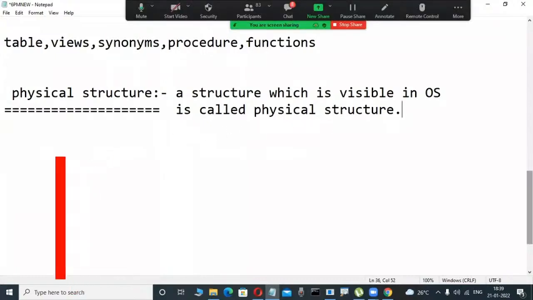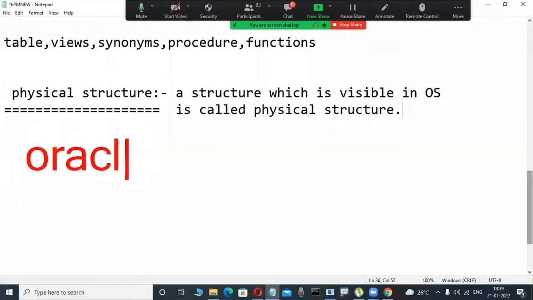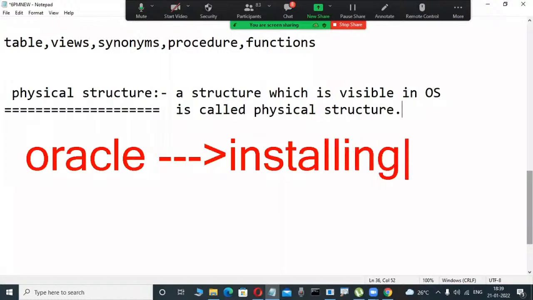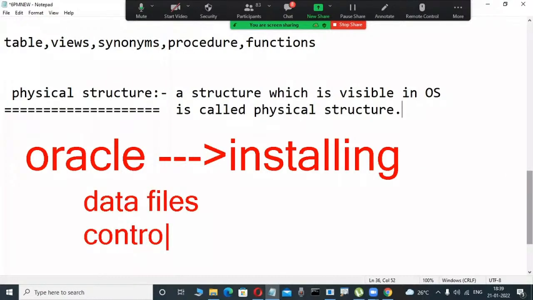Suppose you are installing software such as PowerPoint, MS Access, Word, anything; physical files are created on the disk. Same with Oracle, a relational database software, like MySQL and SQL Server. Whenever I install Oracle, physical files are automatically created: data files (.dbf files), control files, and also redo log files.